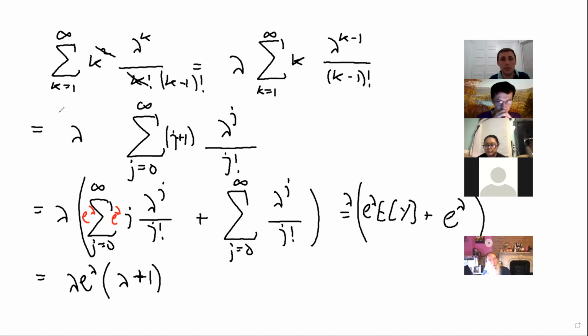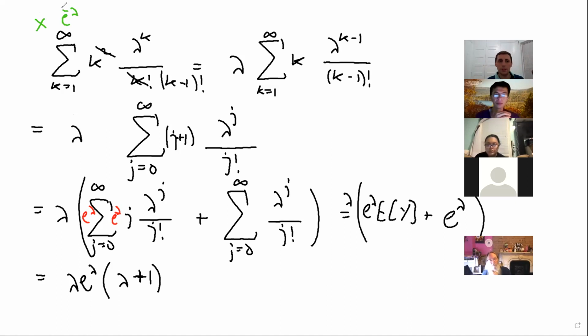This is what this calculation is: lambda e to the lambda, lambda plus 1. Everybody is good? Now, remember that when we began calculating, the entire thing has to be multiplied by e to the minus lambda. So the entire thing, I'll put it in green, we have to multiply this by e to the lambda. I just didn't include e to the minus lambda.